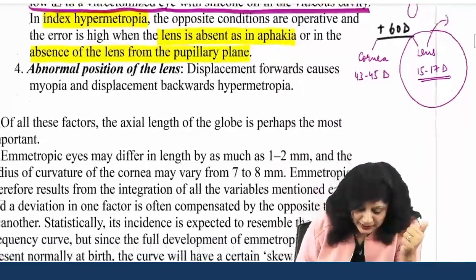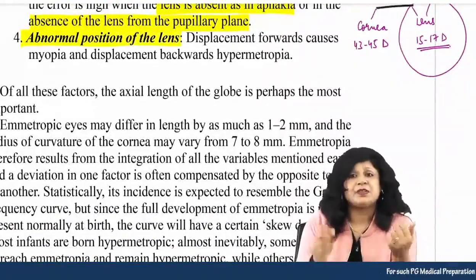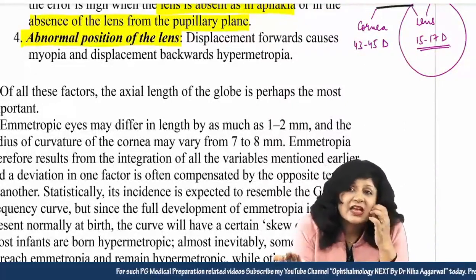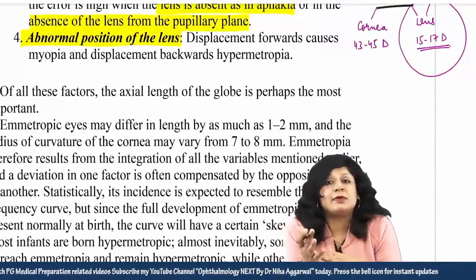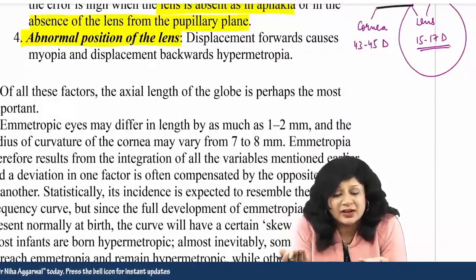Then coming to the abnormal position of the lens, even in cases of subluxation, or displacement of the lens, as in ectopia lentis, if the lens is not lying in its normal position, in those conditions also there will be a shift in the refractive status.